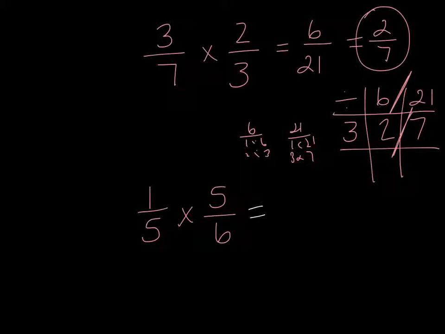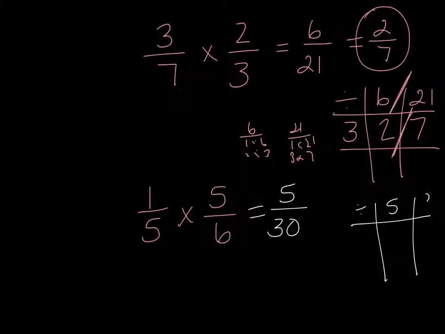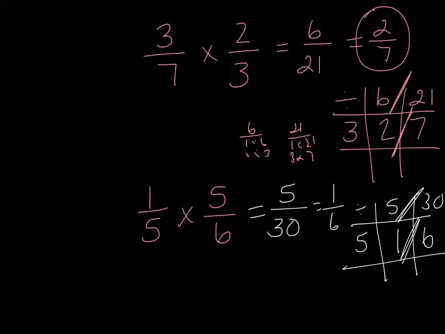Down here we'll try our last example. We'll go ahead and multiply across. 1 times 5 is 5. 5 times 6 is 30. And I'm going to do the slide to make sure I'm in the simplest form. 5 and 30 can both be divided by 5. 5 divided by 5 is 1. 30 divided by 5 is 6. And since there's a 1, that means I'm done. So my final answer would be 1/6.